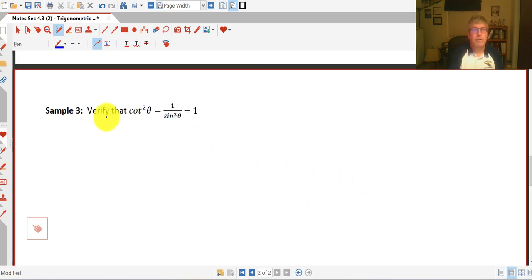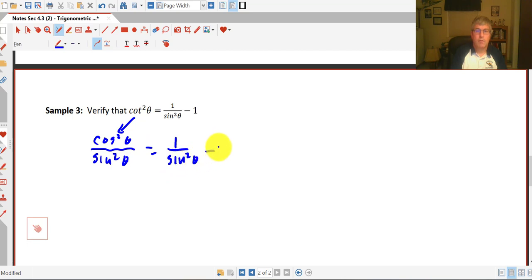Sample 3, verify that the cotangent squared theta equals 1 over the sine squared theta minus 1. So this is similar to what we saw earlier in the video. Cotangent is just cosine over sine. So cotangent squared, I can rewrite that as cosine squared theta all over sine squared theta. And that is equal to 1 over sine squared theta minus 1.